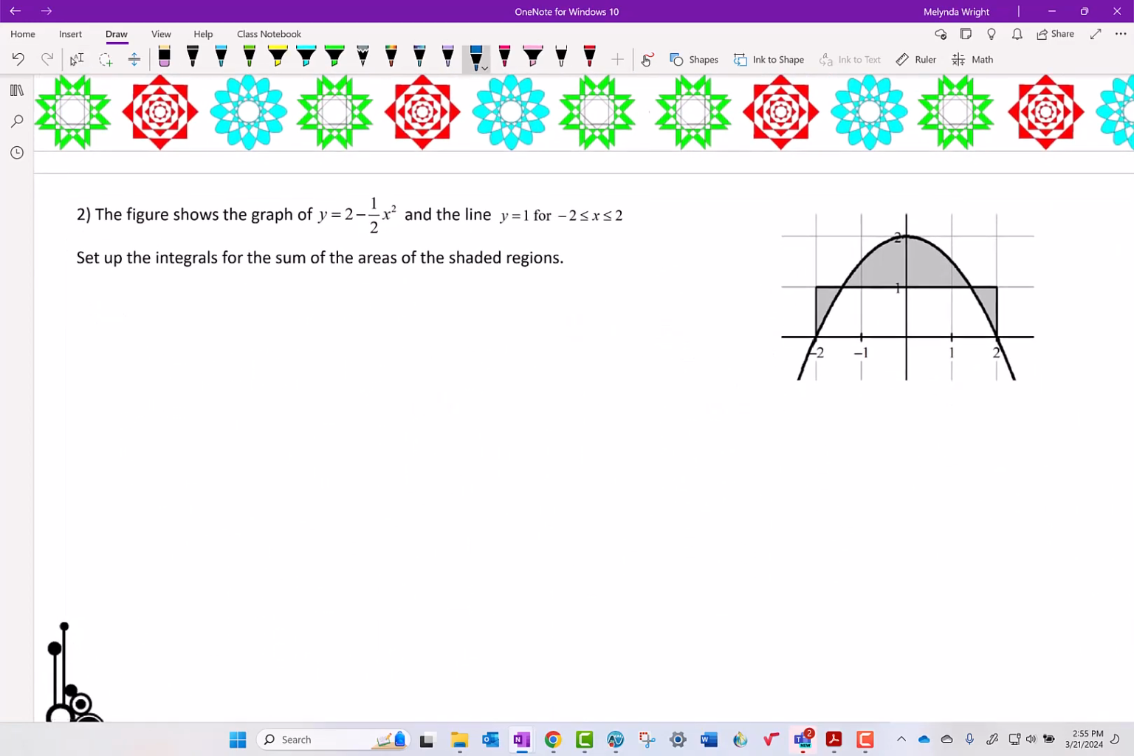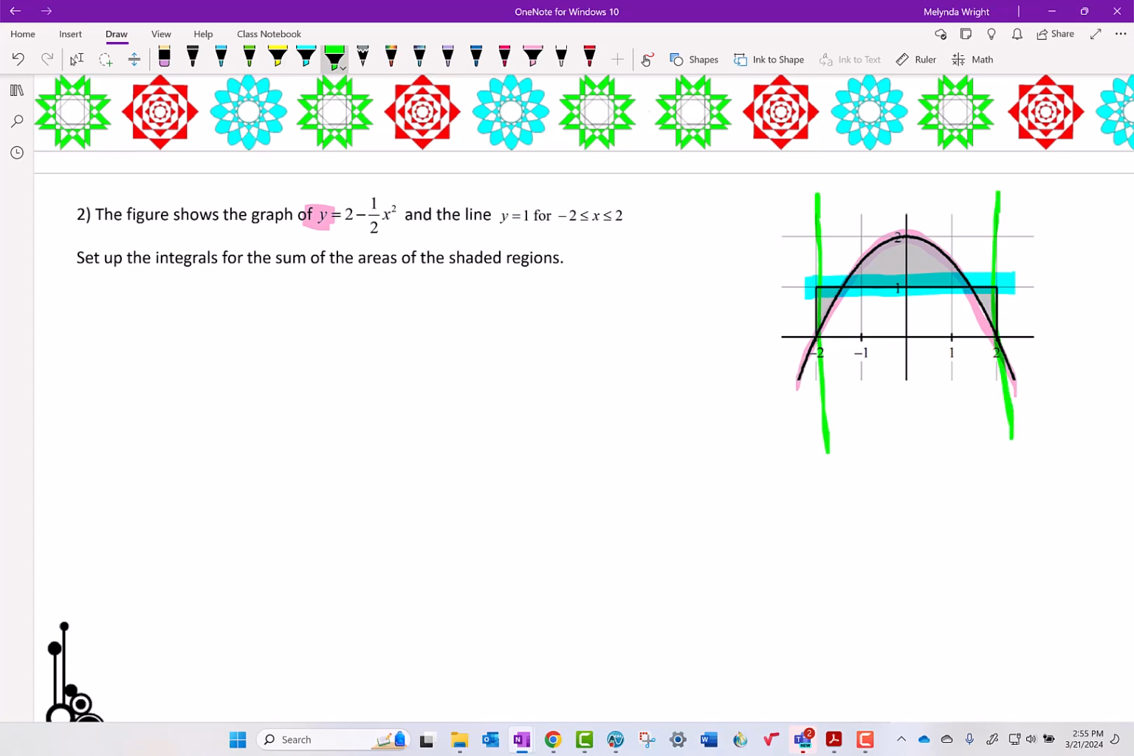So this example shows us the graph of 2 minus 1/2 x squared. I'm going to color code it again. We'll just call this one the pink one, and that's this parabola. The parabola is 2 minus 1/2 x squared. And then we've got the line y equals 1, which we'll just put right here. This is y equals 1. And we are going from -2 to 2. So these are the x bounds that we're going in.